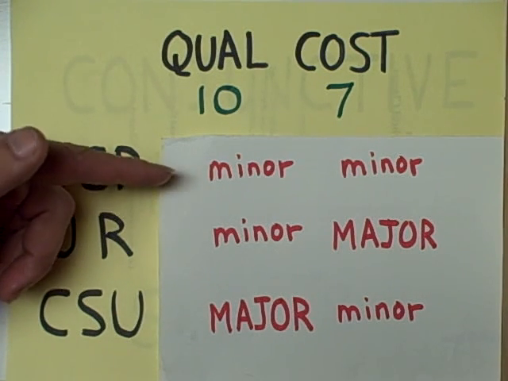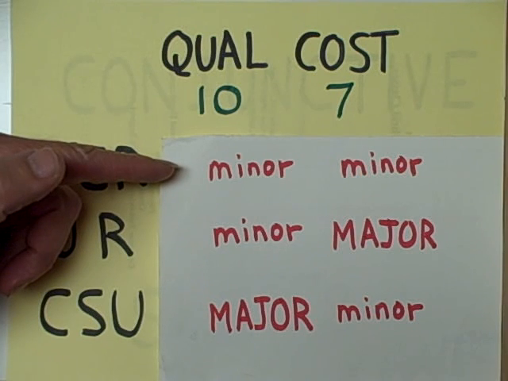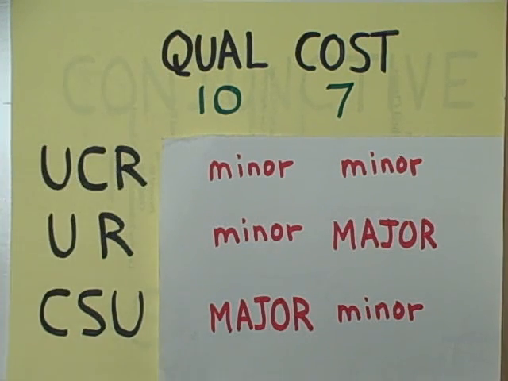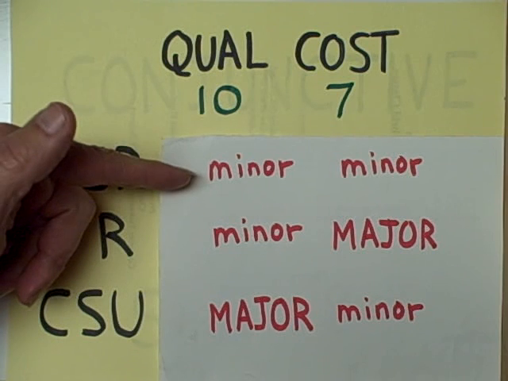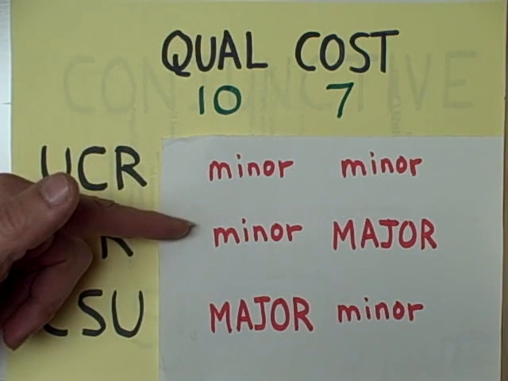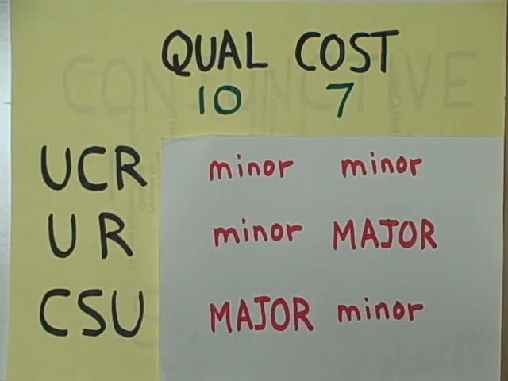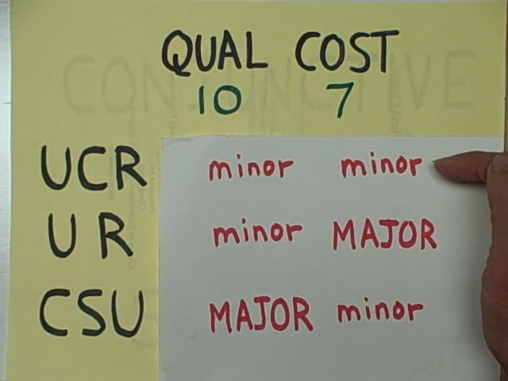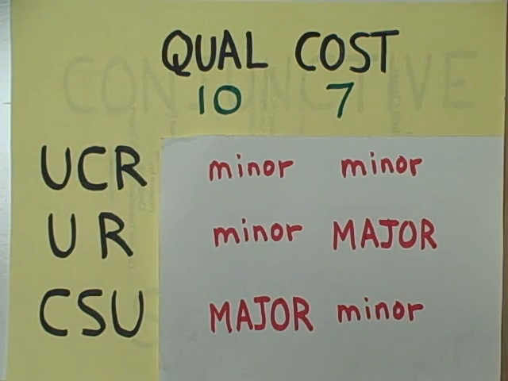How does University of California stand up in terms of quality versus our desired quality of a 10? Well, it's a minor deficiency. It scores an 8, we wanted a 10. University of Redlands scores a 9, we wanted a 10. That's a minor deficiency. But Cal State San Bernardino only gives a 5, we wanted a 10. That's a major deficiency. What about cost? University of Redlands is a major deficiency. It's way too expensive. University of California Riverside and Cal State are only minor deficiencies.